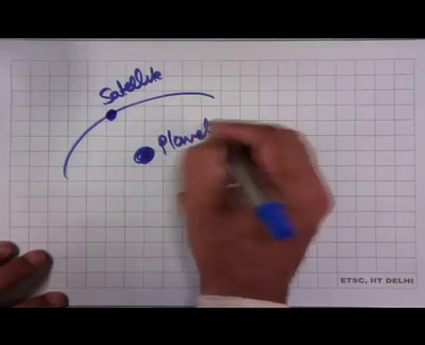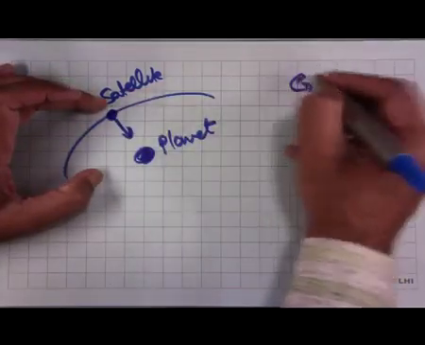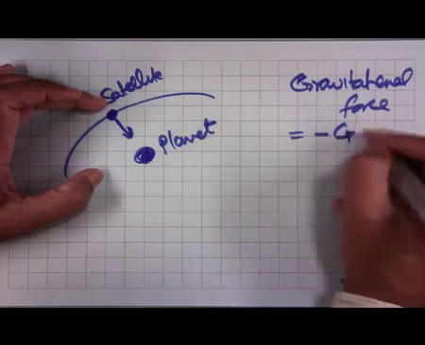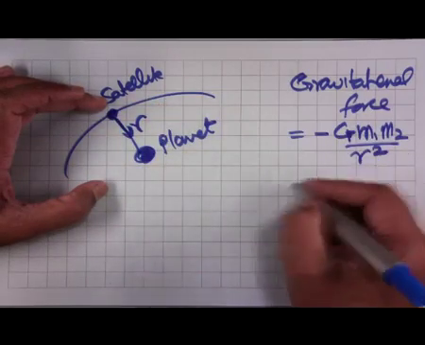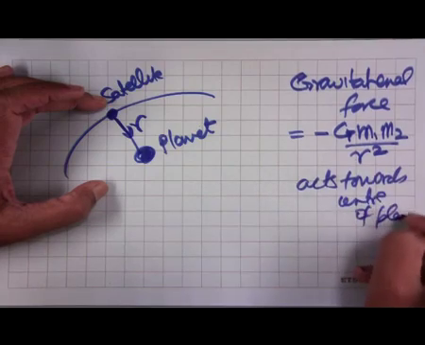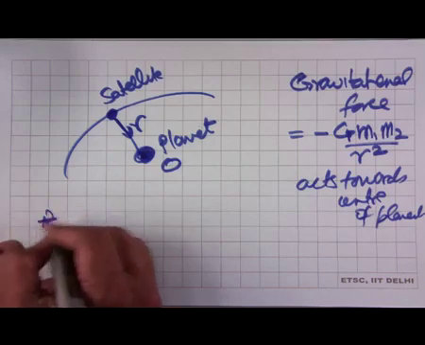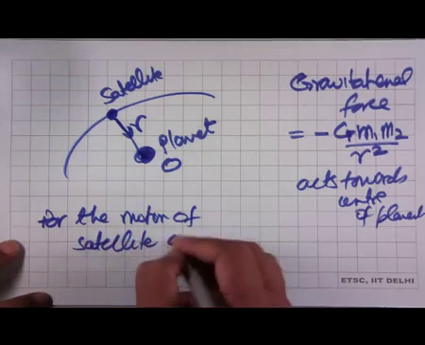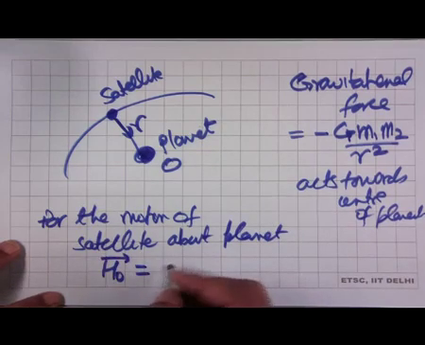about a planet or motion of a planet around a sun. Then the force acting on the satellite is just the gravitational force, which is given as minus G times m1 m2 upon r squared, if this is distance r, and it acts towards the center of the planet. So, if we call the center of the planet as O, then for the motion of the satellite about the planet, its angular momentum about O will be constant.